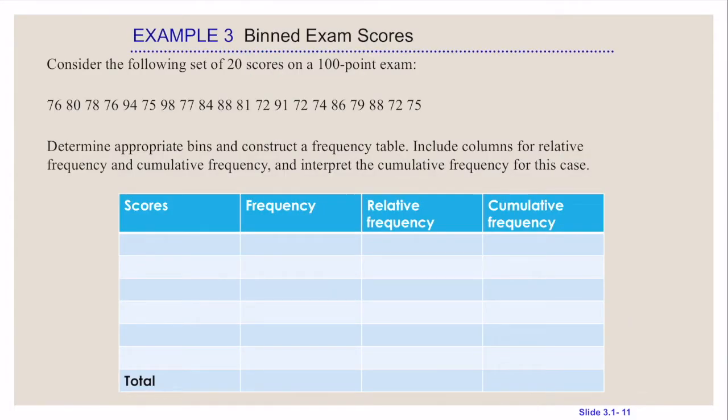So let's consider the following set of 20 scores on a 100-point exam. Here are the scores. I'm not going to read them all out loud. We've got to determine the appropriate bins and construct a frequency table. That could include columns for relative and cumulative frequency, and we're going to interpret that in this case. So one good way to bin the scores would be by 5s.